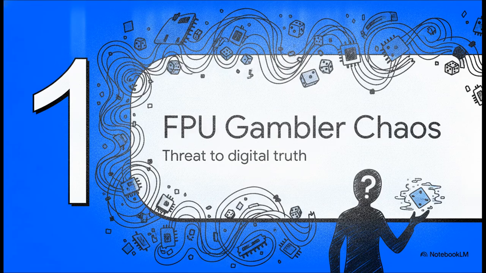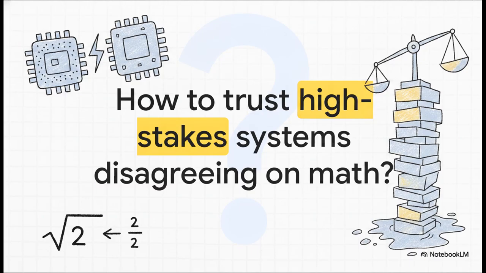Section 1. The FPU gambler chaos, the threat to digital truth. You know, we really have to understand the disease before we can appreciate the cure. Think about this for a second. How can we trust high-stakes systems if they fundamentally disagree on basic math? I mean, it sounds completely absurd, right? But it is a literal engineering fact that different computer chips technically disagree on basic calculations.